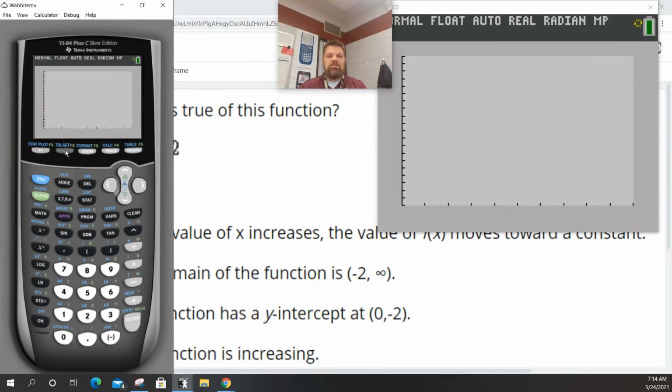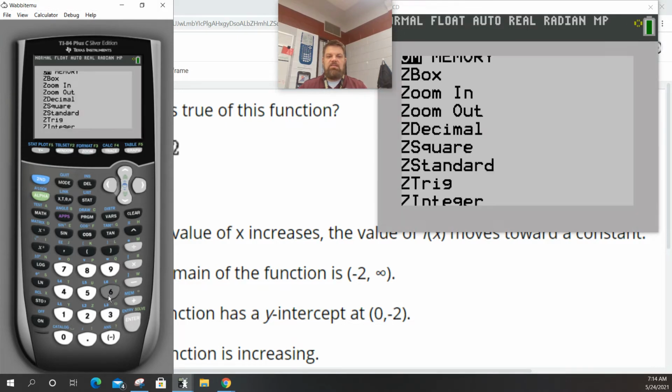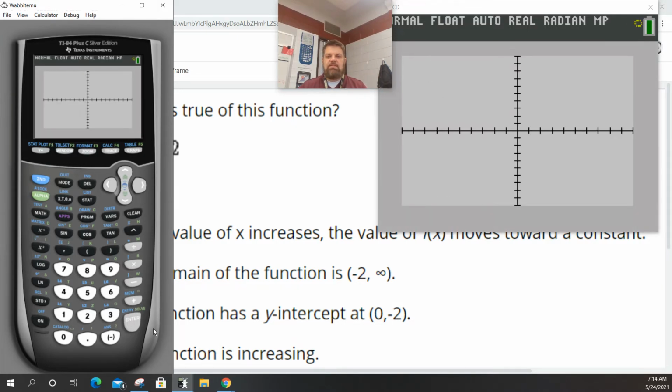Oh, now I got to go back and do the zoom fit. It's going to take forever. There we go. Zoom standard, that's option number 6. And like I said, as you could see here, it starts off really, really big and then gets really, really small, and then it approaches -2, right? So this is -2. So let me take a screenshot and include it in the notes.